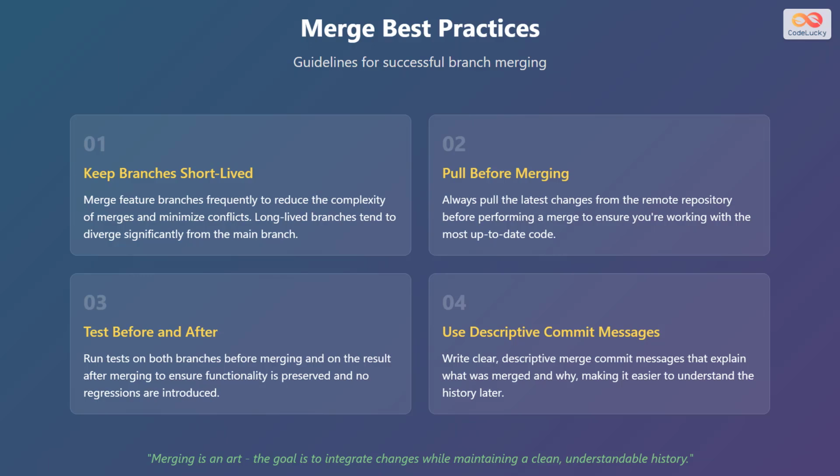Number 3. Test before and after. Run tests on both branches before merging and on the result after merging to ensure functionality is preserved and no regressions are introduced. Number 4. Use descriptive commit messages. Write clear descriptive merge commit messages that explain what was merged and why, making it easier to understand the history later. Merging is an art. The goal is to integrate changes while maintaining a clean, understandable history.